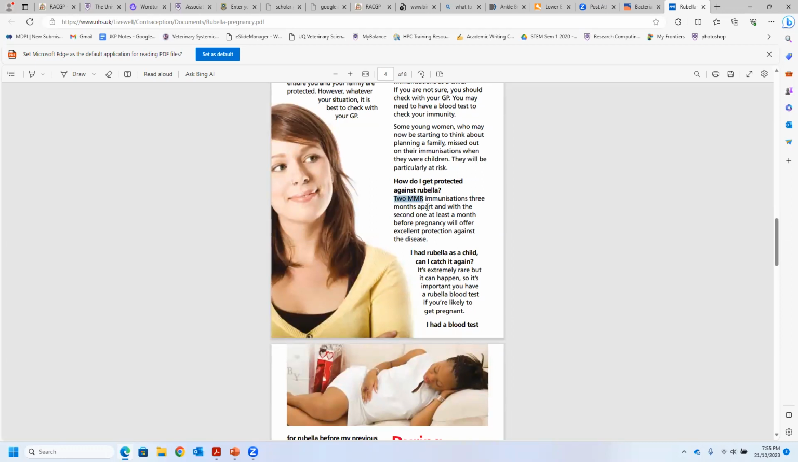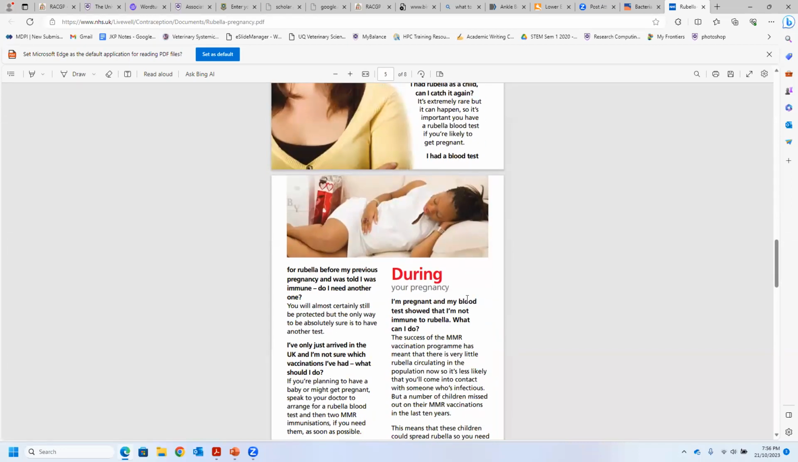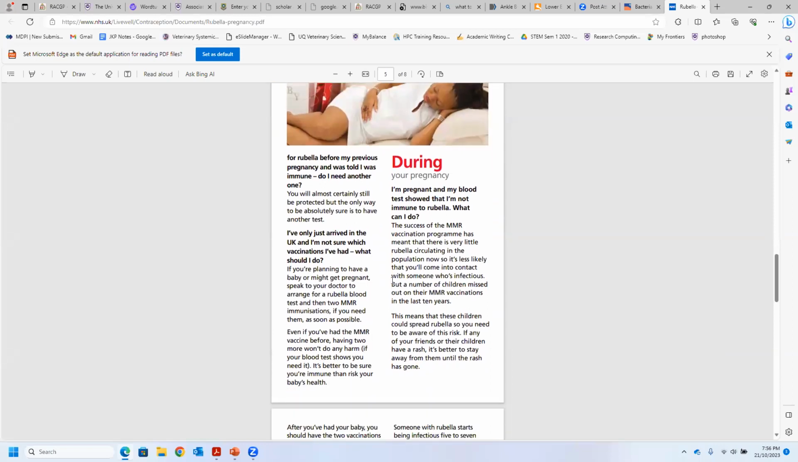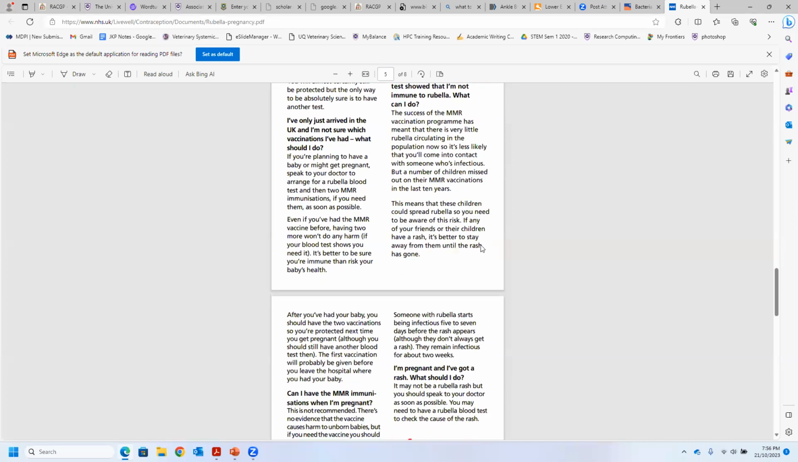Two MMR immunizations 3 months apart, and with the second one at least a month before pregnancy, will offer excellent protection against the disease. What else? I'm pregnant and my blood test shows I'm not immune to rubella. What can I do? Success of the MMR vaccination program has meant that there's very little rubella circulating in the population. Even if you're not vaccinated and you're pregnant, the best thing you can do is try to protect yourself from the person who might have any flu-like symptoms.